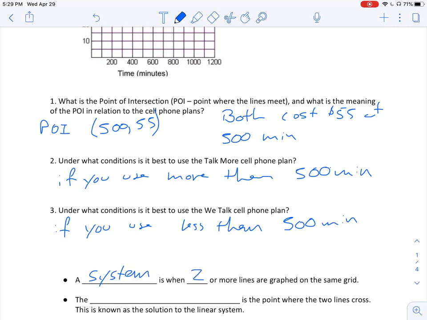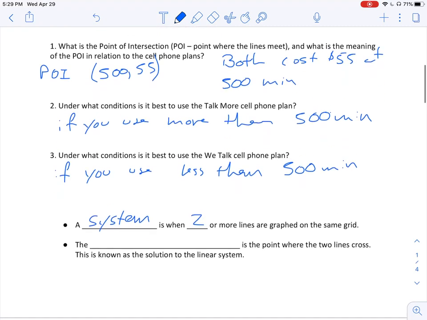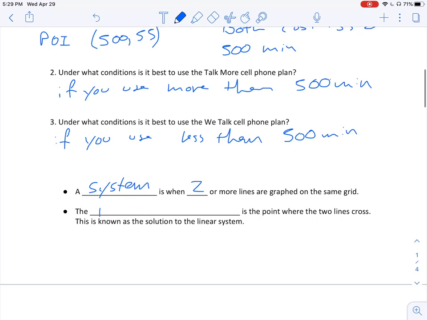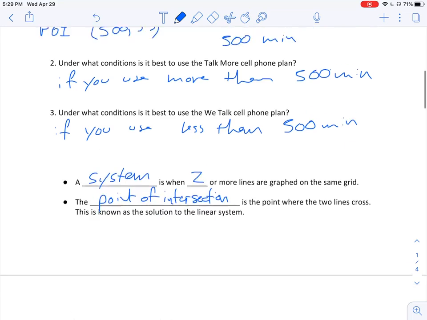So a linear system, or a system, is when two or more lines are graphed on the same grid. The point of intersection is the point where the two lines cross. Another way to say the point of intersection would be the solution to the linear system.